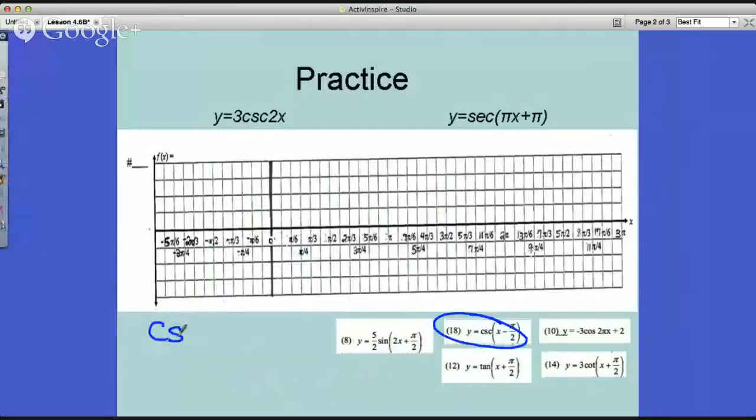Now remember with cosecant, we can't necessarily just graph the cosecant right off the cuff. What we could do is know that cosecant is related with sine, whereas secant is related to cosine.